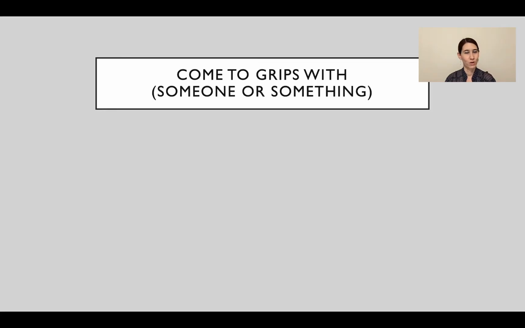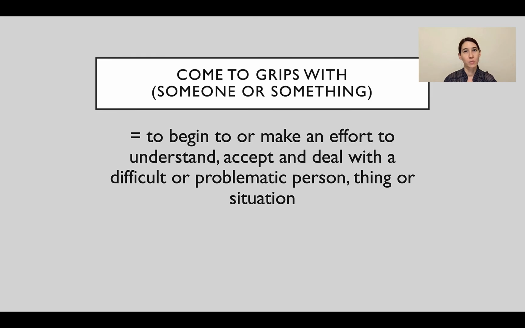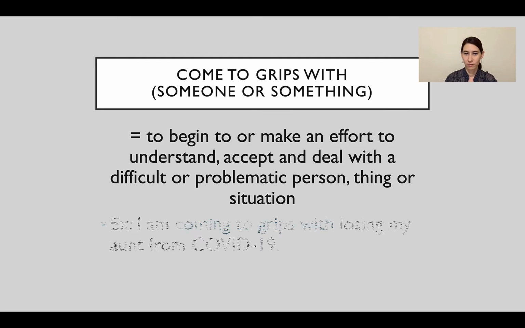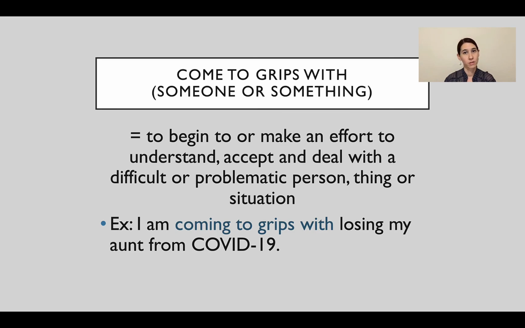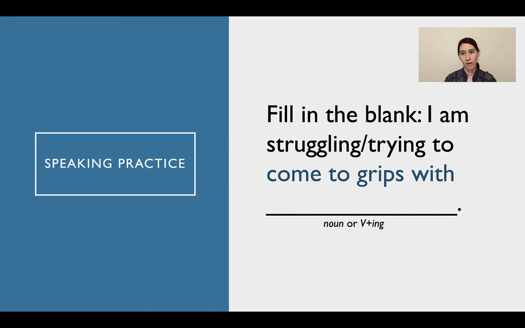Okay, we have just one more. Our last idiom is come to grips with someone or something. This means to begin to or make an effort to understand, accept, and deal with a difficult or problematic person, thing, or situation. For example, I'm coming to grips with losing my aunt from COVID-19. So you can come to grips with something occurring or with someone. Grammatically, you're going to follow come to grips with followed by a noun or a gerund.